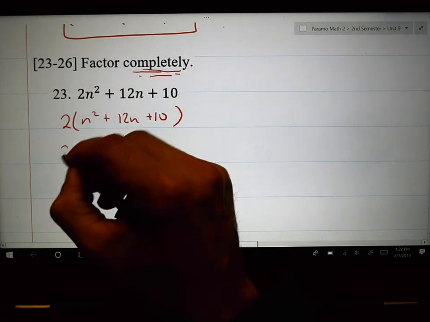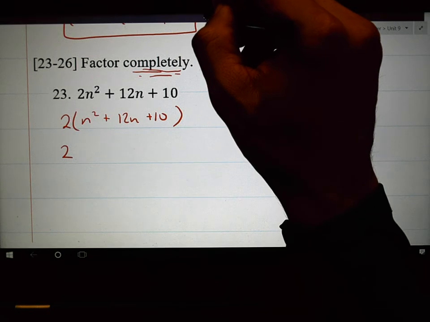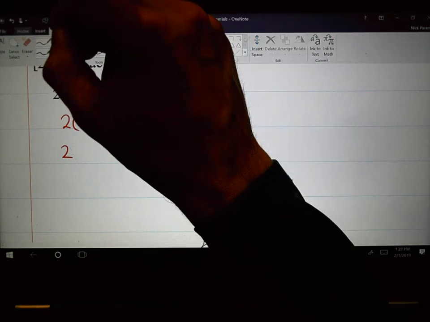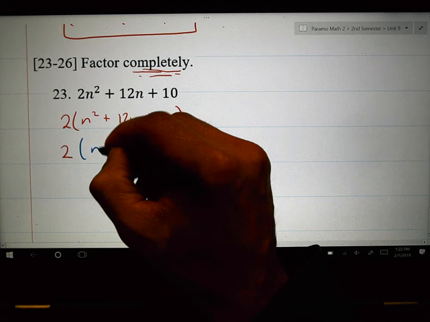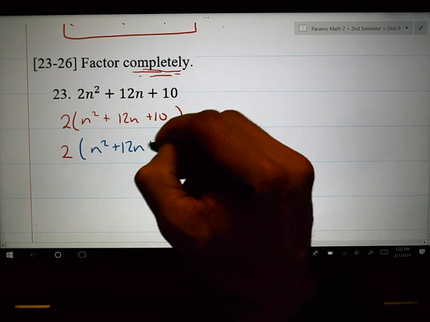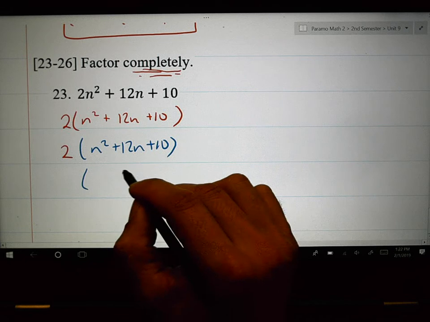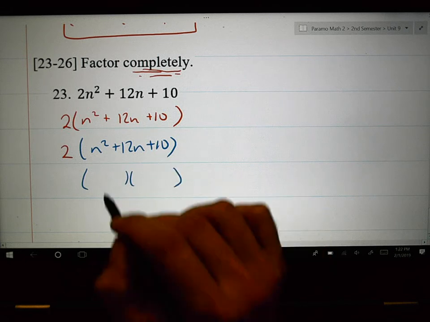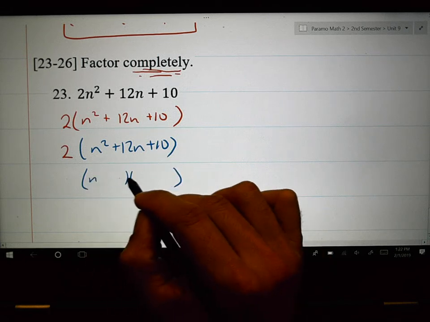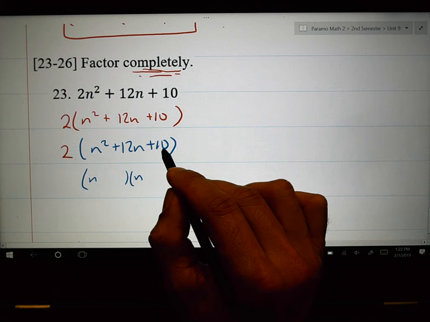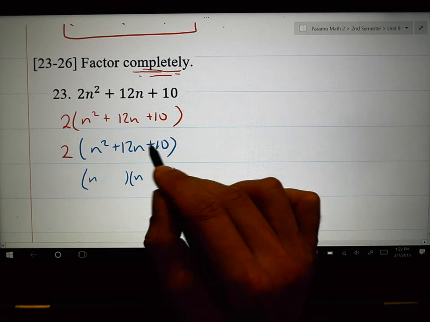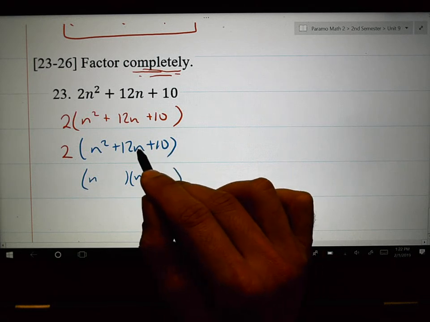And then if you look at this, you see that, hey, this blue part looks like that thing we were just doing, and I might be able to factor it a little bit further. Yes, you can. What times what is n? What times what is 10? That will add to 12. 10 and 1? No. 5 and 2?